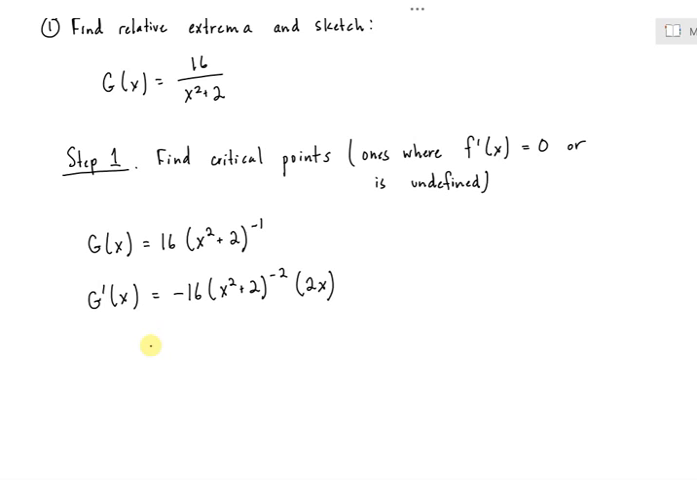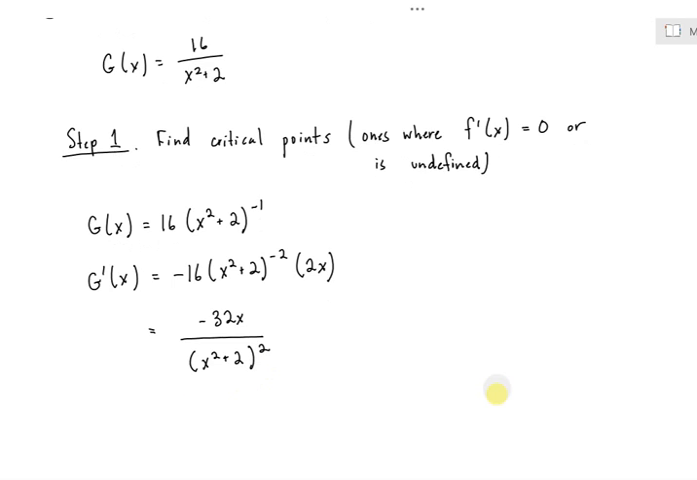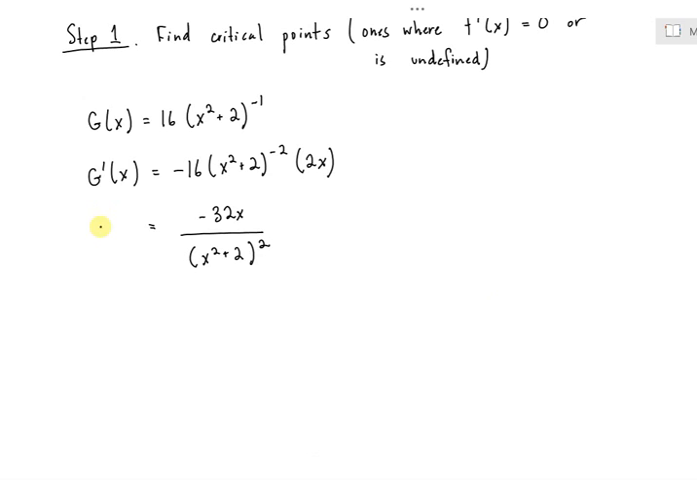And I'm going to rewrite this in a nicer way. I'm going to multiply the 16 and the 2x and get negative 32x divided by x squared plus 2 squared. Now I want to look for where this is 0 or undefined.